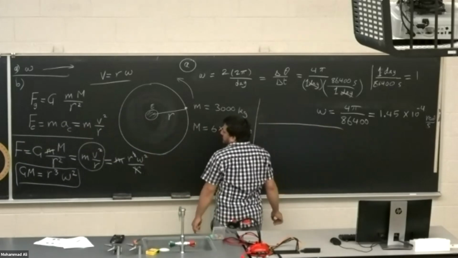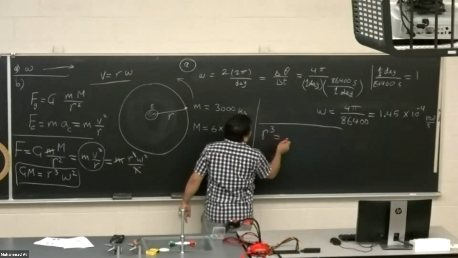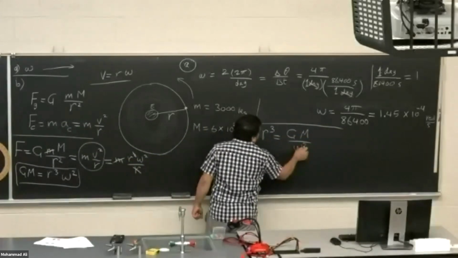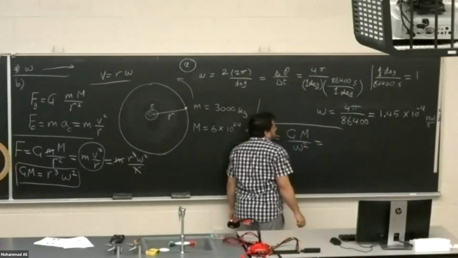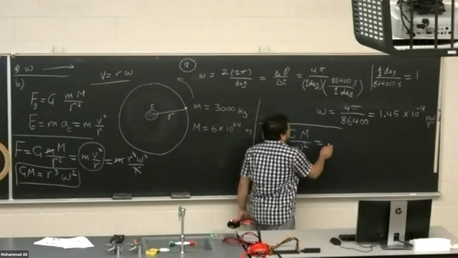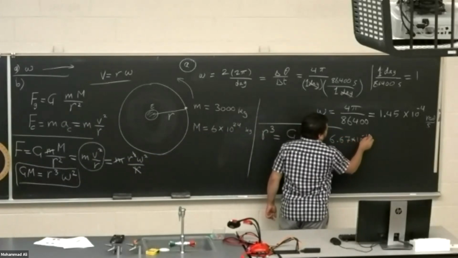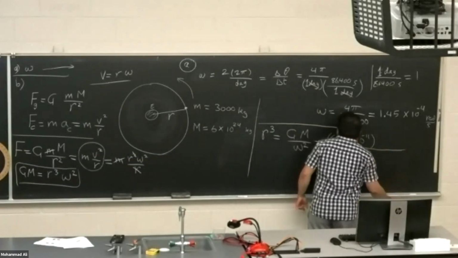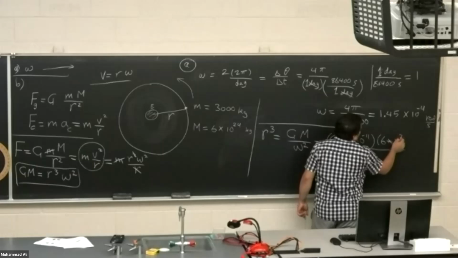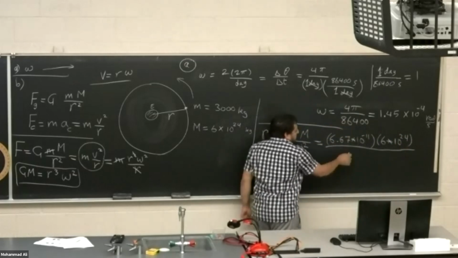Okay, now we have R cubed is equal to G multiplied by the mass of the Earth over omega squared, which is equal to 6.67 multiplied by 10 to the negative 11, the mass of the Earth, which is 6 multiplied by 10 to the 24, over omega squared, this number.